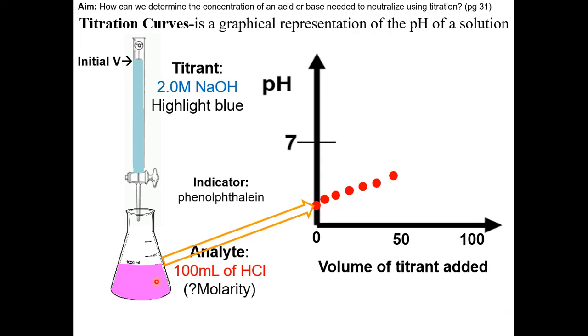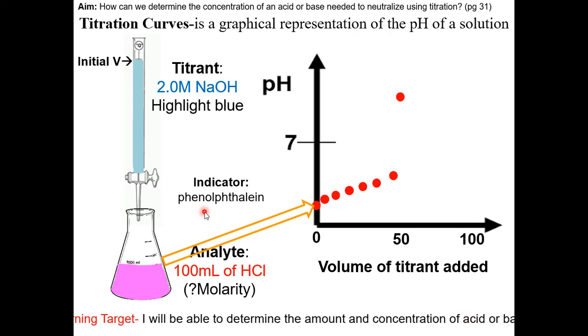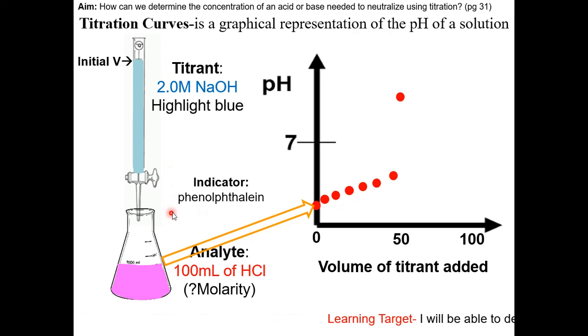Since the solution became pink, the pH must be greater than 7 because if you look at table M, phenolphthalein turns pink when the pH is 8 or greater. Now that we reached the endpoint, we are done with the titration experiment. We have to record the final volume.